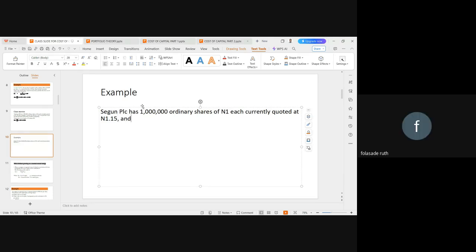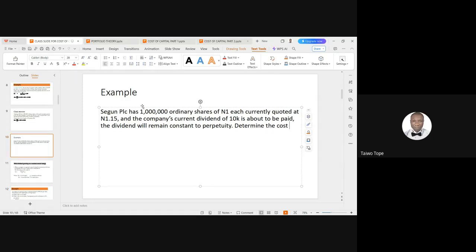And the company's current dividend of 10 kobo is about to be paid. The dividend will remain constant to perpetuity. And what did I say? Determine the cost of equity.